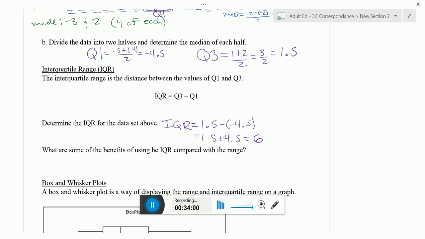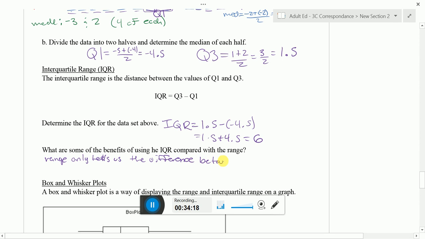Now, what are some benefits of using the IQR compared with the range? The range only tells us the difference between highest and lowest. Because the interquartile range is the difference between the middle of your first half and the middle of your second half, the interquartile range really tells you how spread out the data is around the middle.